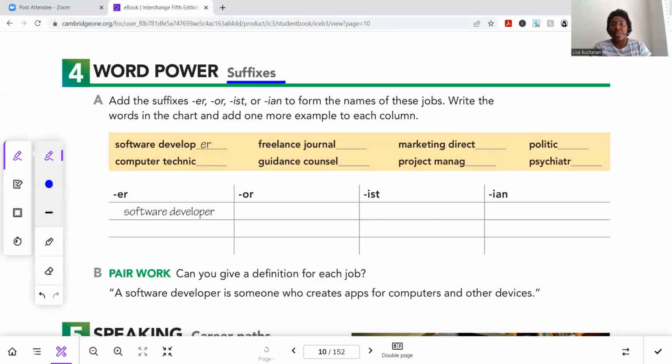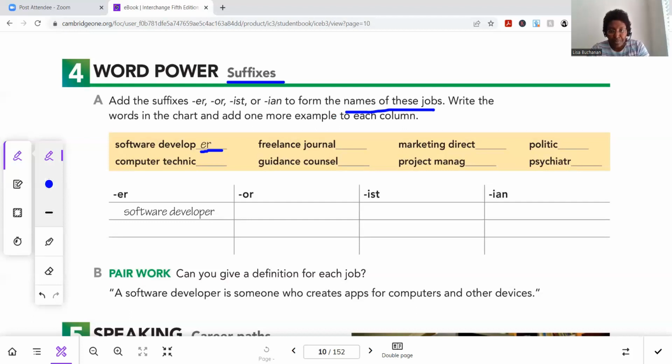What I mean is make sure that you have the proper description of the job. So let's look at the right ending. We have the example of software developer, right? You're not "I am software develop." No, you are a software developer. So we are looking for the names of the jobs. So that gets an ER.